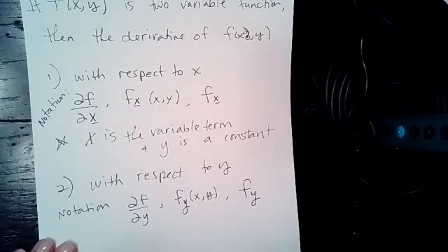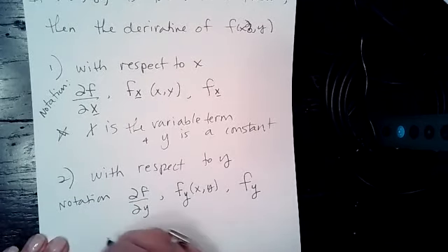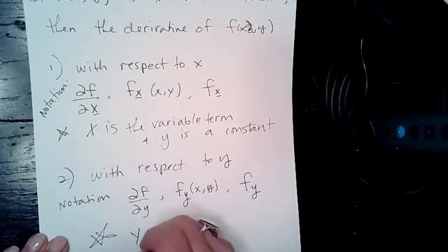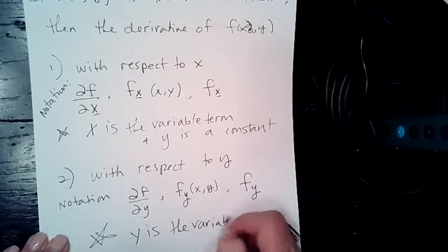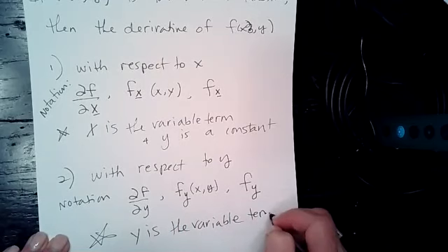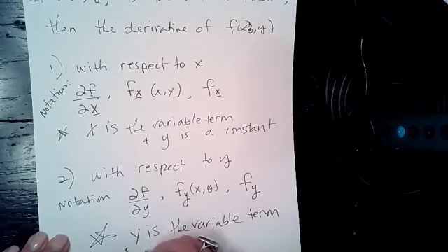Okay, and what happens if we're going to take the derivative with respect to y? What does that mean? That means y is the variable term, and x is a constant.